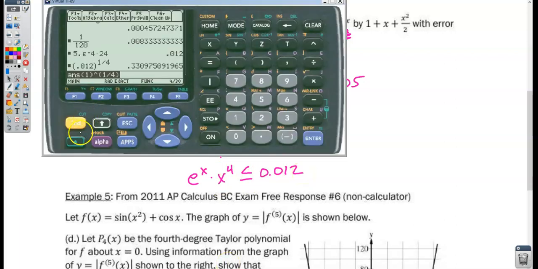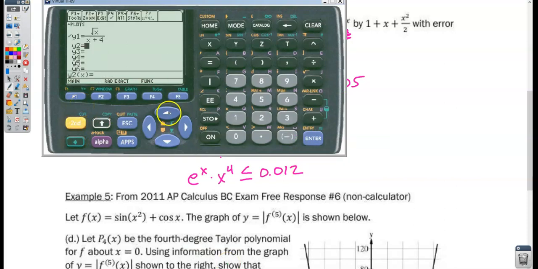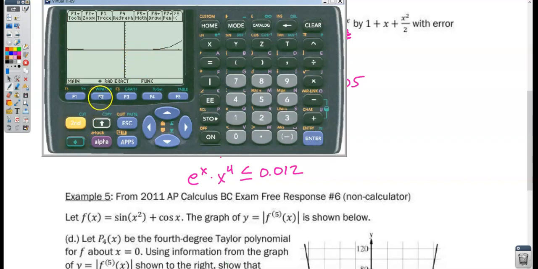So I'm going to go ahead and solve this equation in my calculator. I'm going to graph e to the x times x to the fourth minus 0.012, and look for where that's equal to 0. I might want to tinker with my window a little bit because it gets really close. We know that we can get some pretty small values for y. Let's go to negative 0.1 to 0.1 and see if we can see a little better what's going on.